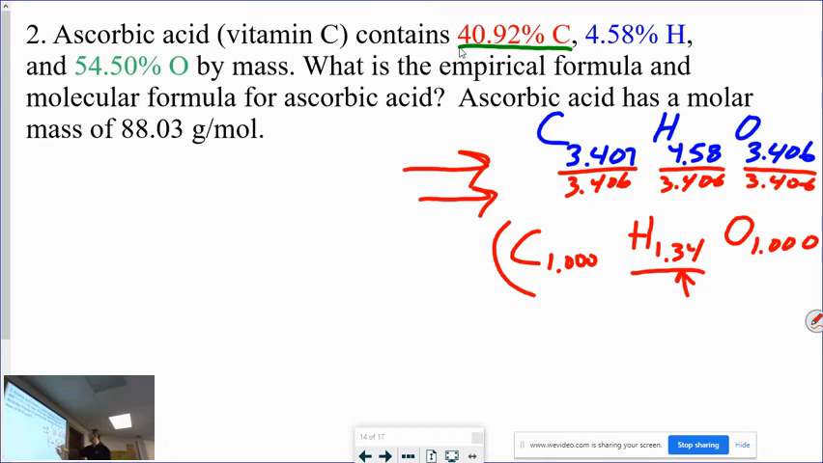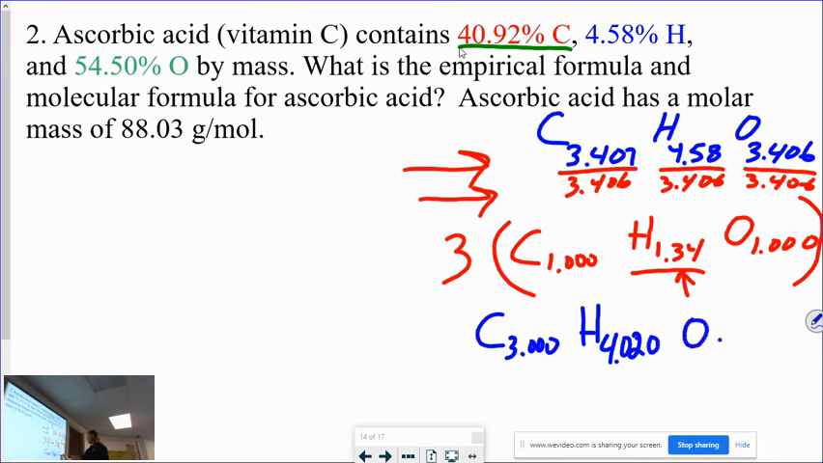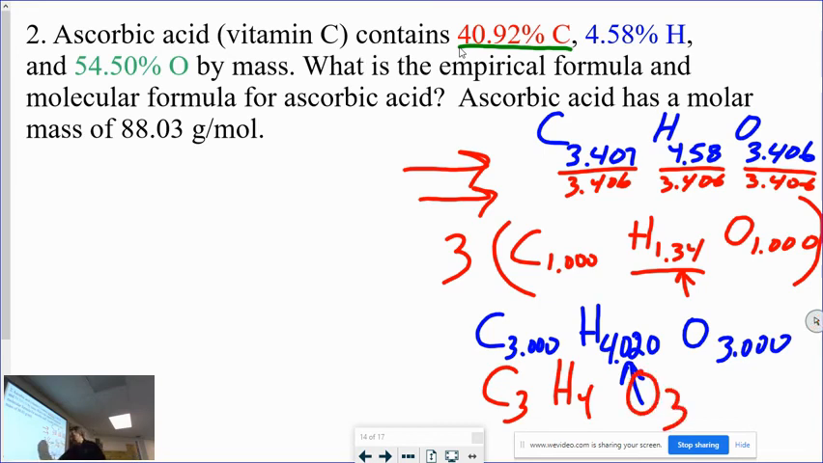So what we have to do is multiply this whole thing by 3. And if we multiply it by 3, we can get it to whole numbers. And when we do that, we end up getting carbon at 3.000. We end up getting hydrogen at 4.020, and we end up getting oxygen at 3.000. This tenths place is a 0, so we can round that off. So essentially we have carbon 3, hydrogen 4, oxygen 3. That is our empirical formula.